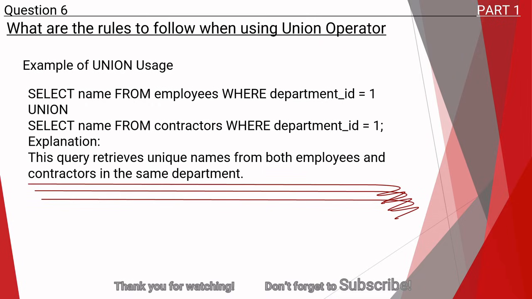Here is an example of how to use the union operator. In this query, we select names from the employees table where the department ID is 1 and combine it with names from the contractors table in the same department. This allows us to retrieve a unique list of names from both sources, demonstrating how union can be effectively used to consolidate data from different tables.